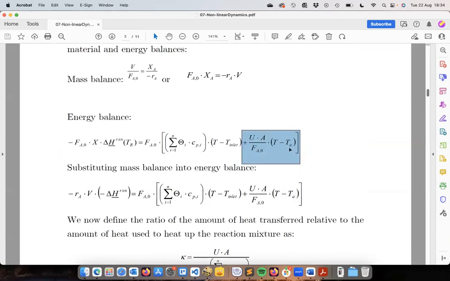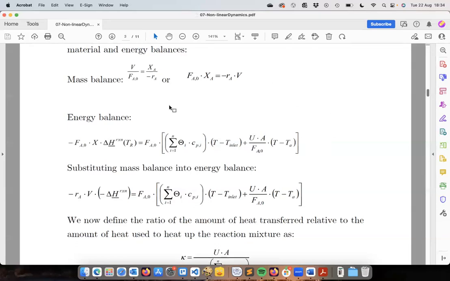So if you see this, there's heat exchange with the jacket or cooling coil or something like that. So this is the non-adiabatic version of the energy balance, right? The rest of this, we know that the change in temperature of the species must be balanced by the reaction heat and all of that. But we are adding heat as well. So anyway, we've got our material and energy balance.